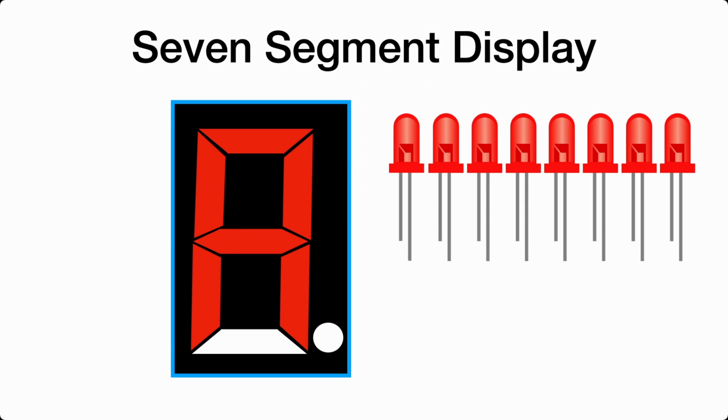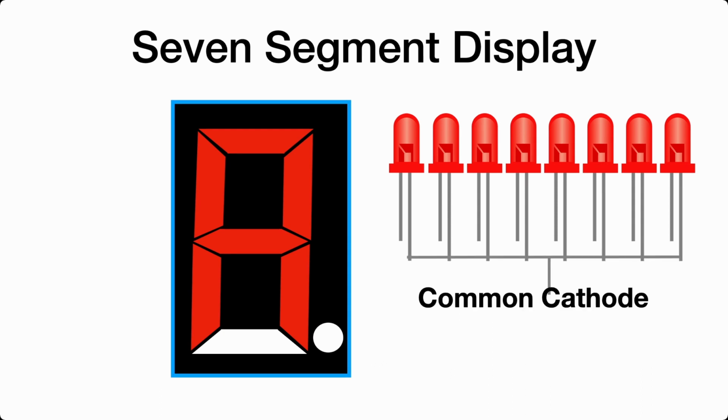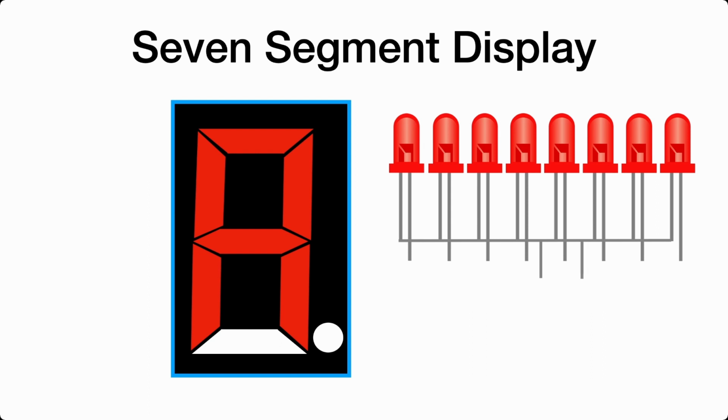To simplify it, they usually connect the anodes together, or the positive pins of the light-emitting diodes, or the cathodes together, the negative of the light-emitting diodes. Now we've only got 9 pins, and just to even it out, they normally add another one to make it 10. They've named the segments A to G and DP for the decimal point.